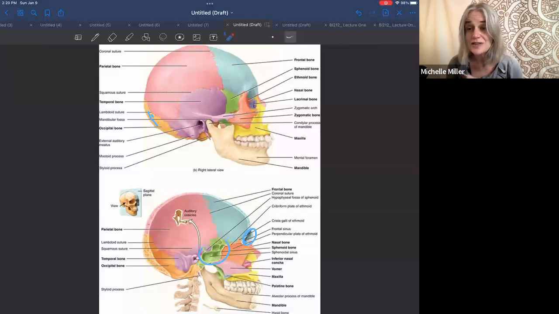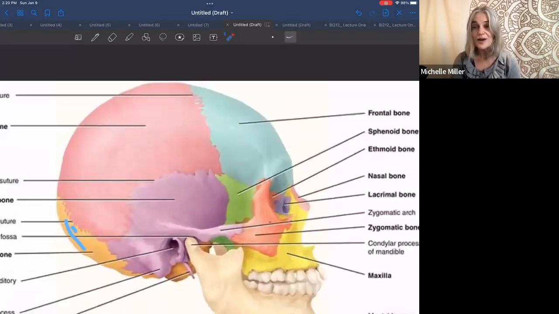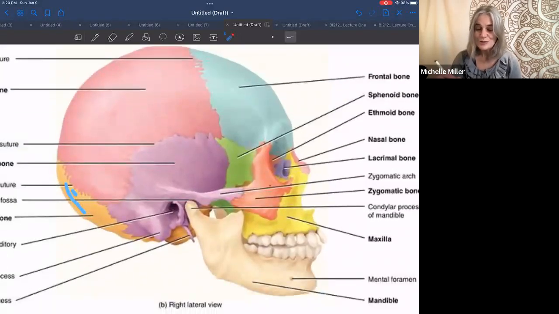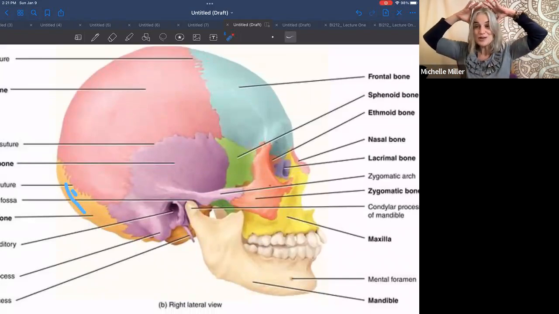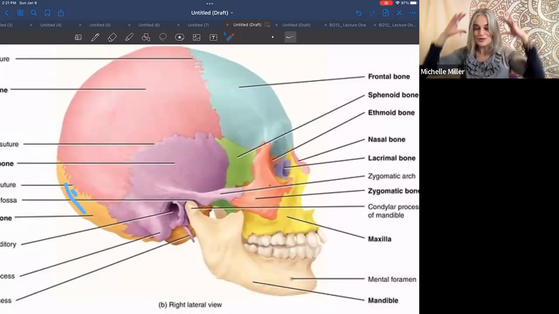Why are these considered different bones? It's because you can see here that there is a separation of these bones, and this would be an example of a suture joint. So this particular suture joint is called the coronal suture, because that is where you would put a crown on your head. If you were wearing one, it would go over the coronal suture.